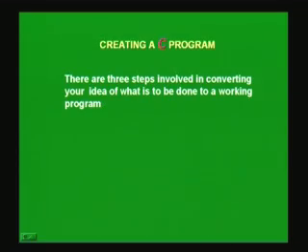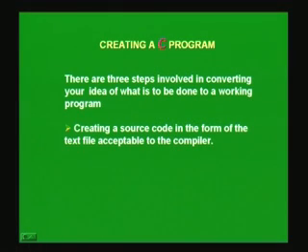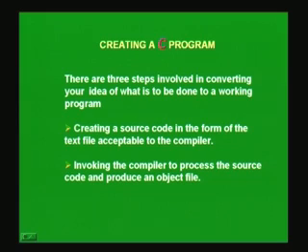Okay. So let's start by looking at how do we create a C program. So there are basically 3 steps involved in converting your idea into a working program. Okay, so first you have to create a source code, in the form of some text file which is acceptable to a computer using one of the editors. You would type in this source code, and then you have to invoke a compiler.